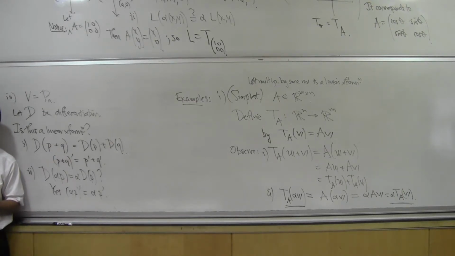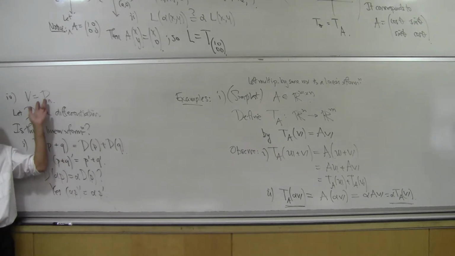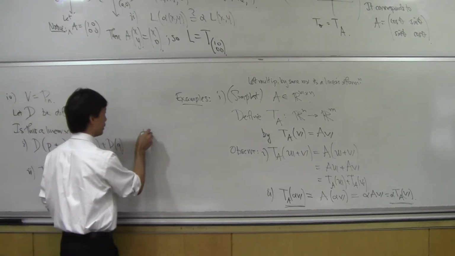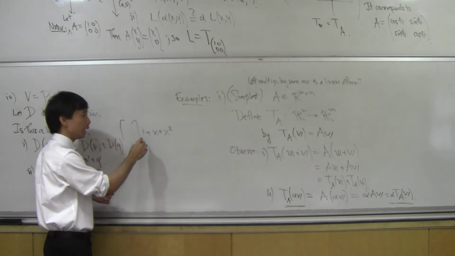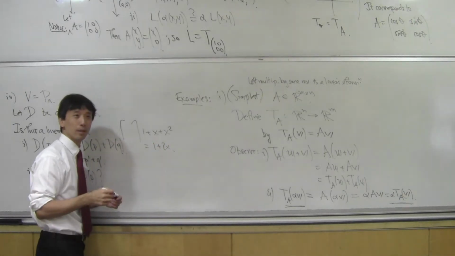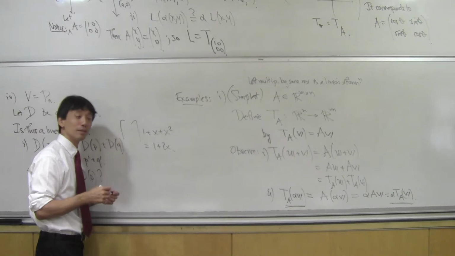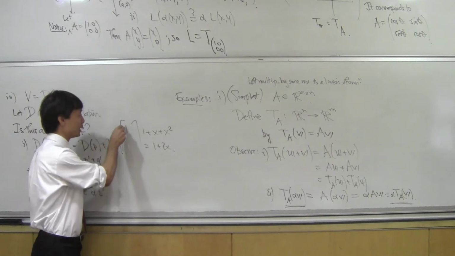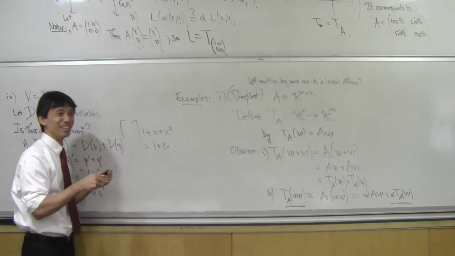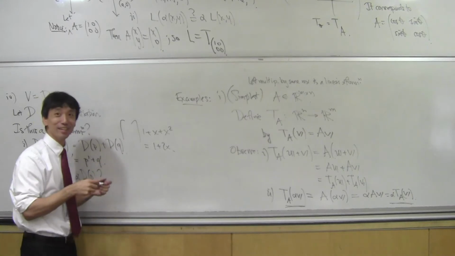Now, does it correspond to left multiplication by a matrix? In other words, is there some matrix that you can multiply your polynomial by and get the derivative? I've got my polynomial 1 plus x squared, and you're going to tell me that I can multiply this by some matrix and get 2x. You put a d in here? d over dx, like differential.